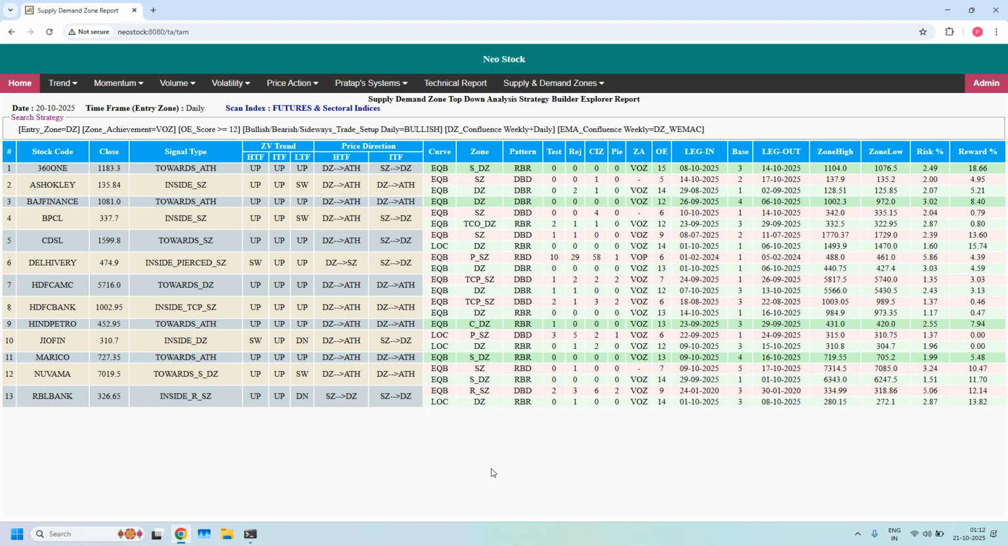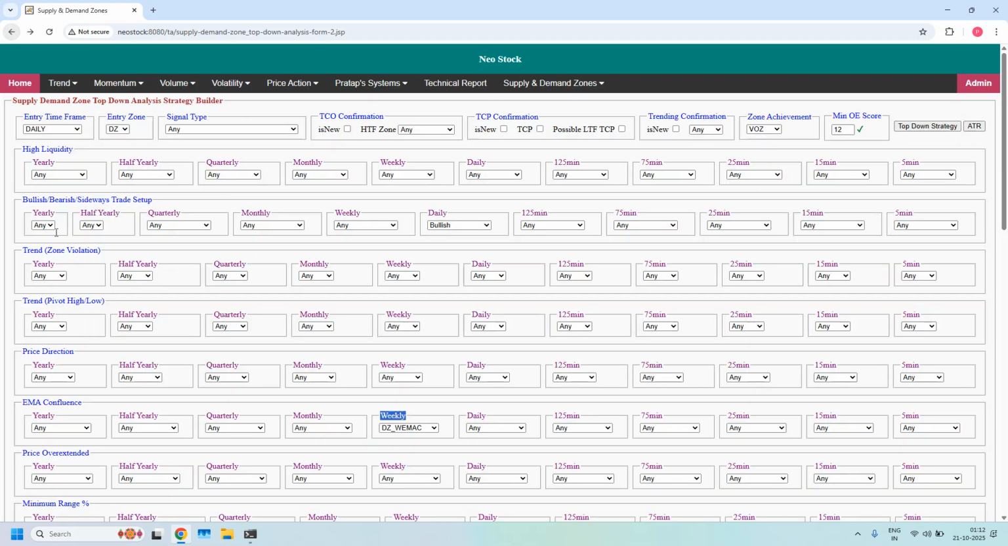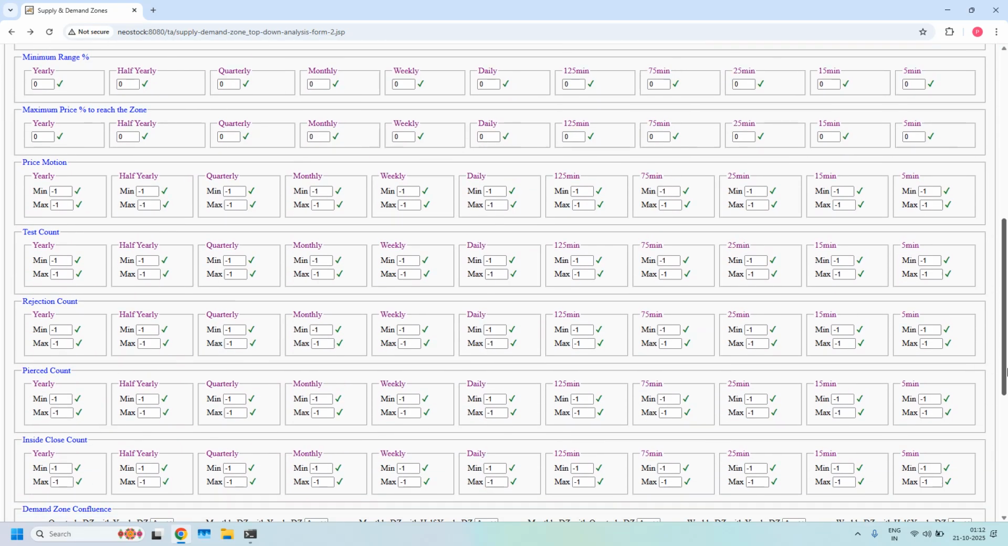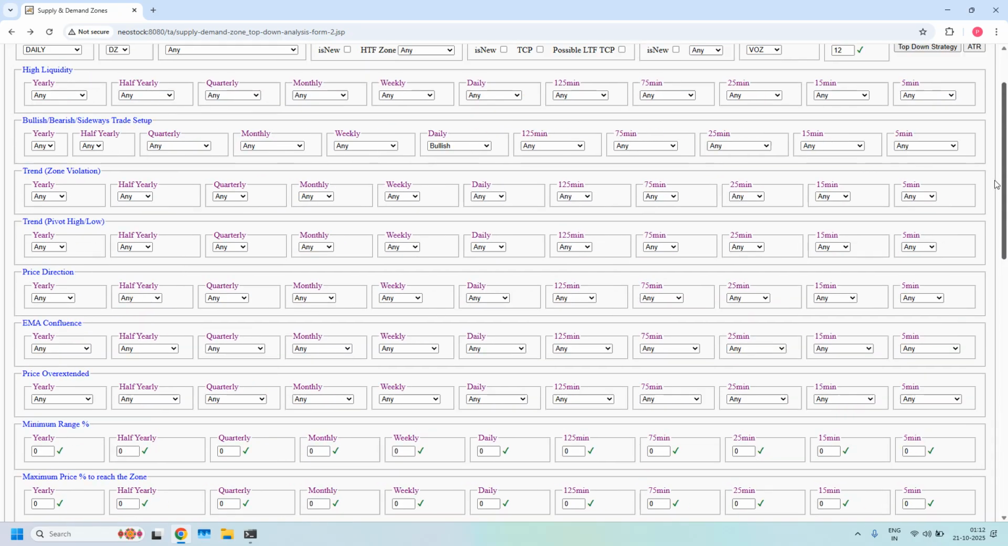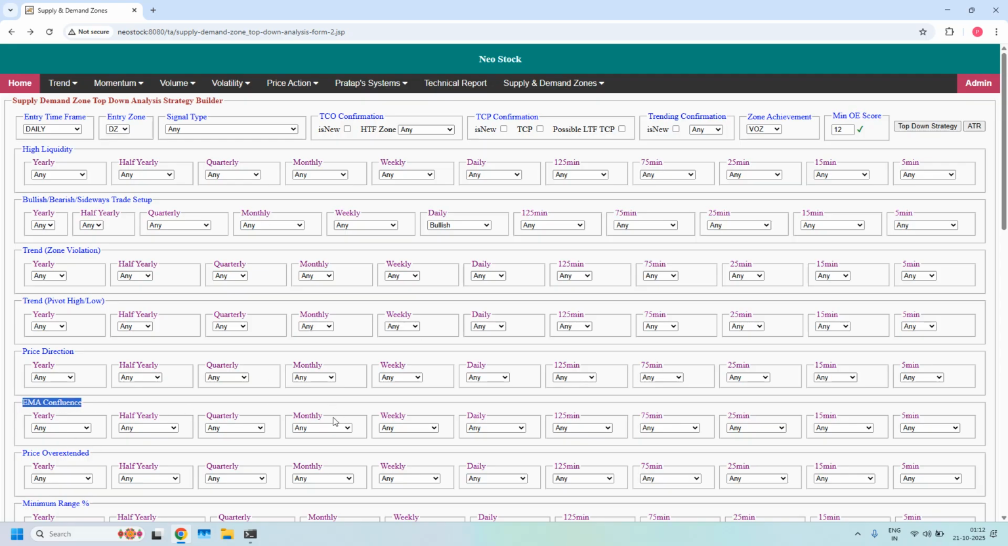Okay, next strategy, LTF, ITF, HTF demand zone confluence, and then HTF demand zone with HTF EMA confluence. HTF trend should be uptrend. So I am removing ITF EMA filter. First demand zone confluence. 3 filters we have to set: daily and weekly, daily and monthly, and weekly and monthly demand zone confluence. And then EMA filter we have to set, that is monthly demand zone having monthly EMA. Next, monthly trend should not be sideways, it should be uptrend because it is bullish trade setup.